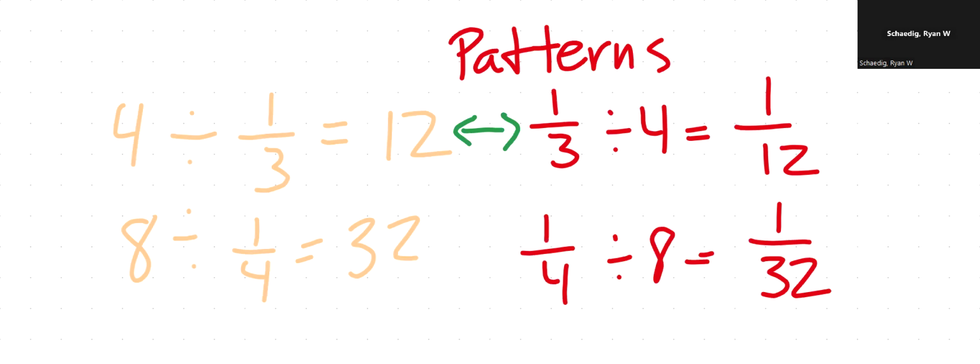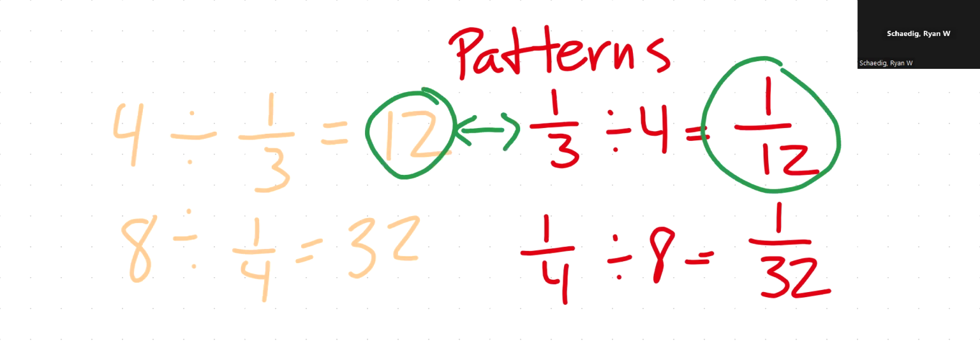And when we get 1/3 and we divide it by 4, we get 1/12. So we can even see the pattern here. This is 12, this is 1/12. Started with a fraction, ended with a fraction, right?